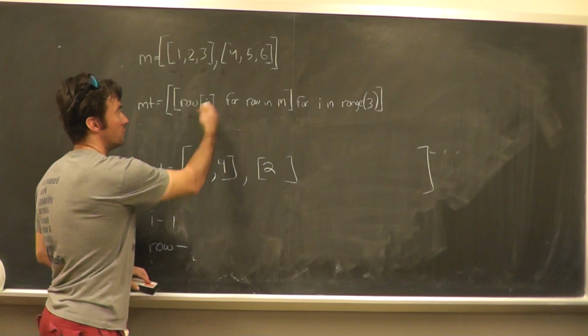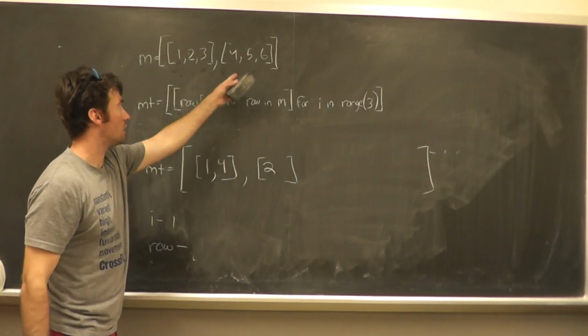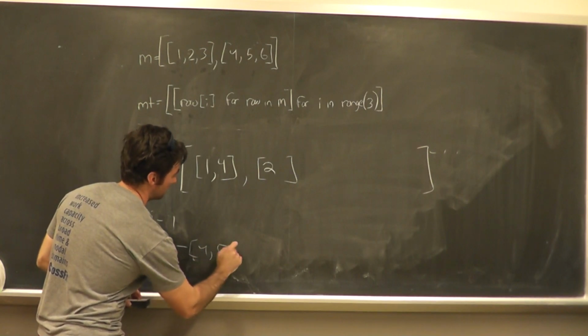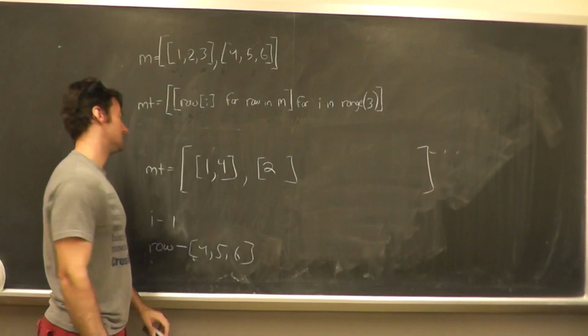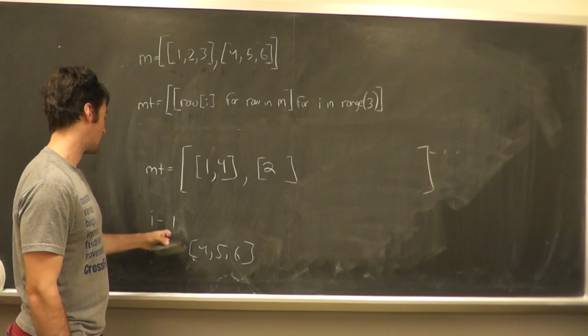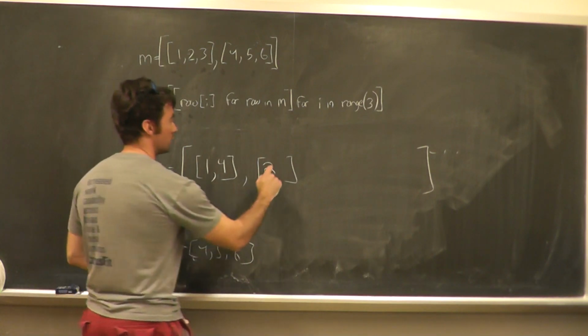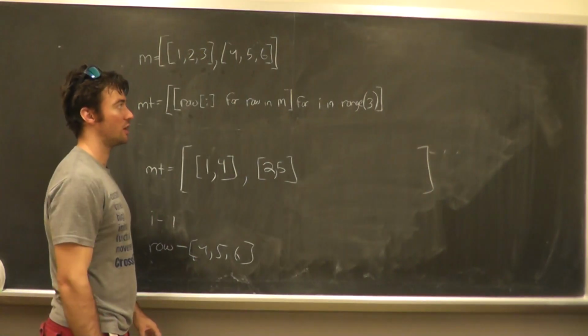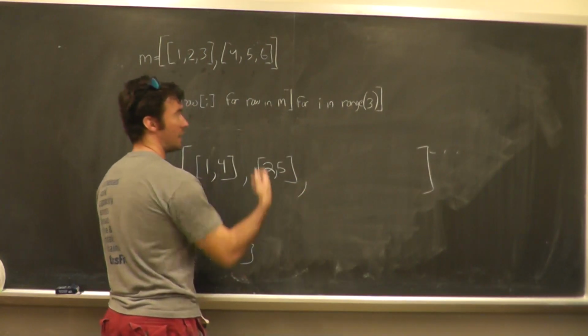Row is in the inner loop. We go to the next row of M. It takes on 4, 5, 6. And so we're going to get element 1 out of this list, which is 5. Okay? We finished the inner list comprehension. We get back to the outer loop.